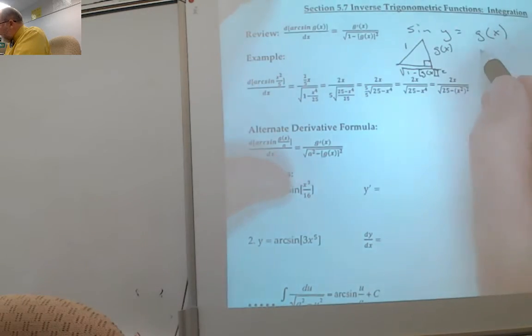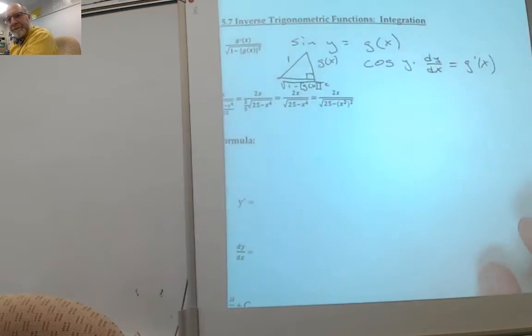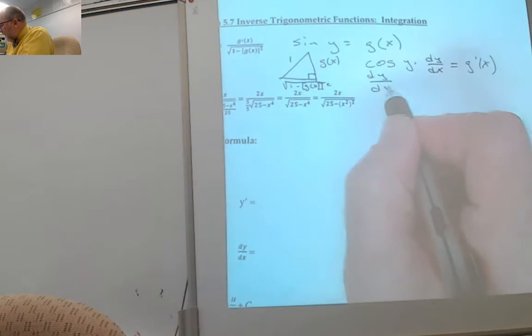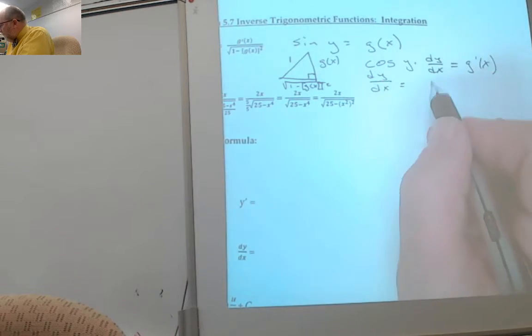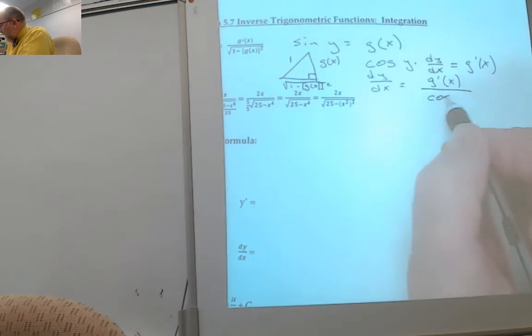I would take the derivative. I would get the derivative of sine is cosine of y. Because I have a y in here, I have to take the derivative of it, which is dy dx. Over here I would get g prime of x. And that means dy dx is g prime of x over the cosine of y.